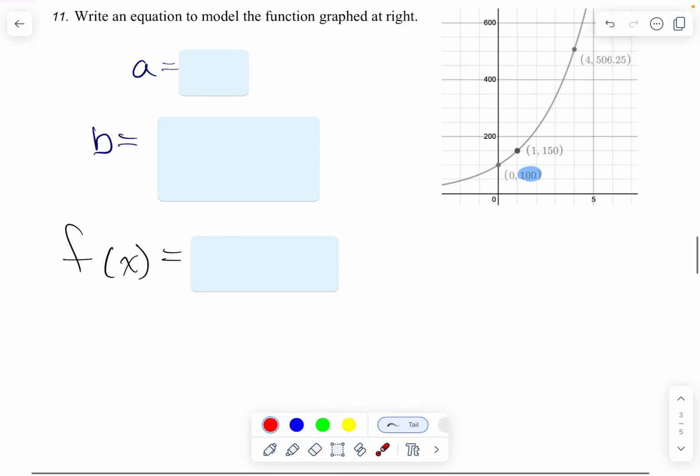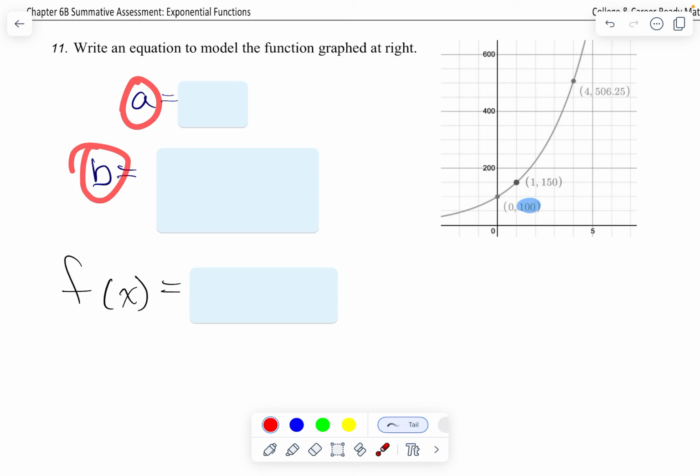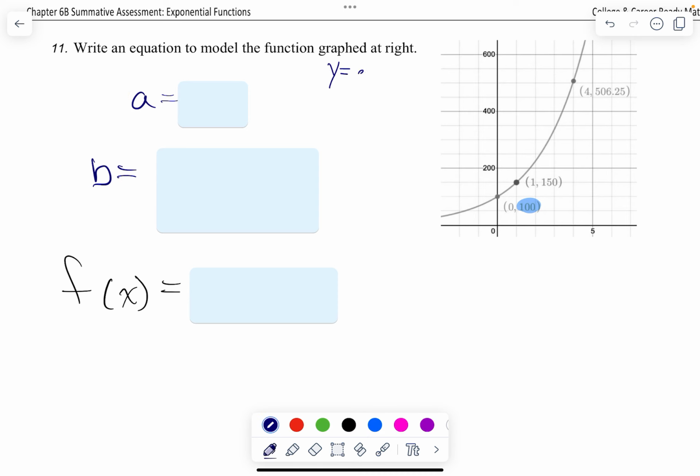Okay, let's take a look here at the end. Write an equation to model the function graphed to the right. Well, we really need 2 parts. We're always looking for the same 2 parts: y equals a times b to the x. And we want to know, what's a, my initial value? That's very easy to find on a graph generally. It's my y-intercept. Wherever x equals 0, there's going to be my initial value. So that one we can see is just 100.